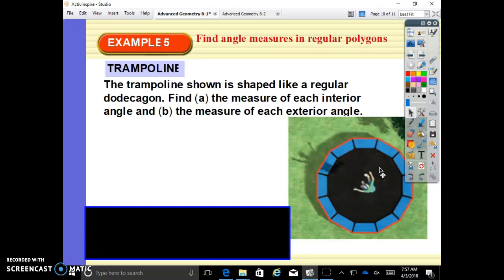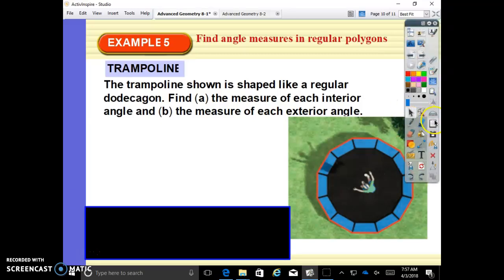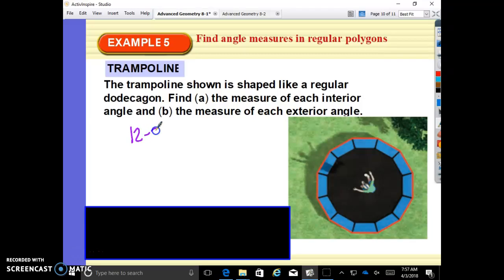A trampoline shown is shaped like a regular dodecagon. Dodecagon. How many sides is a dodecagon? 12. Find the measure of each interior angle. So first, interior angles of a dodecagon, 12. What is the sum of interior angles of a 12-sided object? Well, 12 minus 2 times 180. 10 times 180 is 1800.